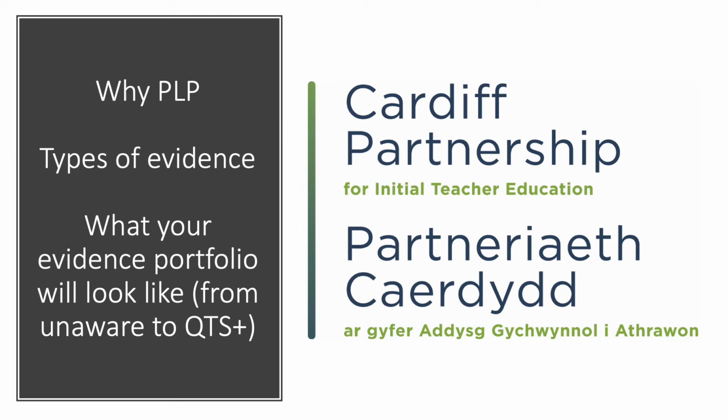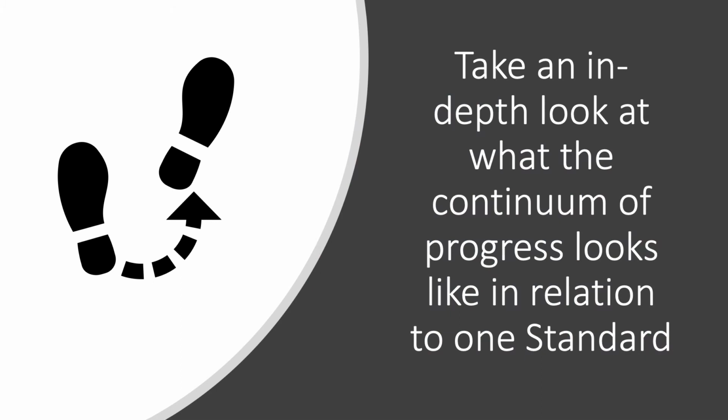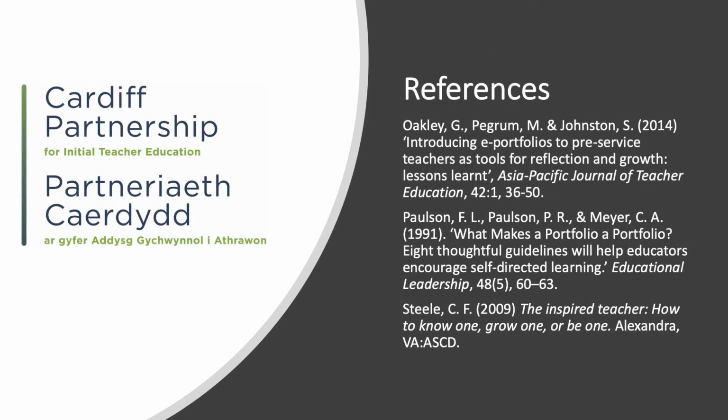We've given you, hopefully, some clear descriptions of the three main categories of evidence that you will pull together as a student teacher, or as a mentor, you will help your student teacher pull together. We've then given you examples of what that evidence will look like and how it will evolve from the unaware to the QTS plus stage. And your next steps now will be to have a look at an individual standard and some model discussions that we've got in a series of videos that characterise a student teacher's evidence for that particular standard at unaware, aware and capable.